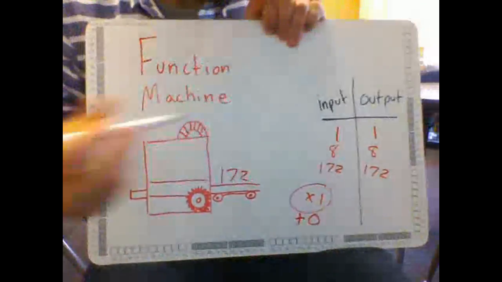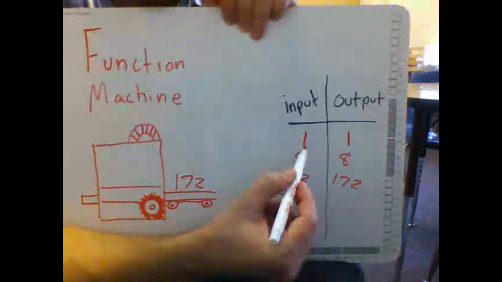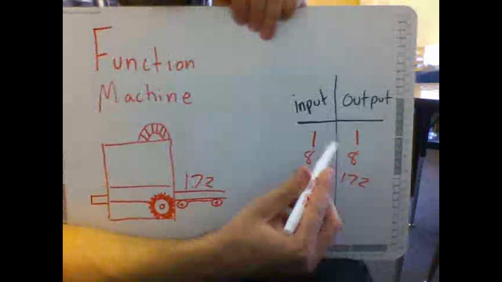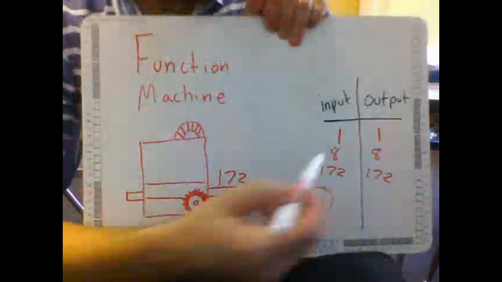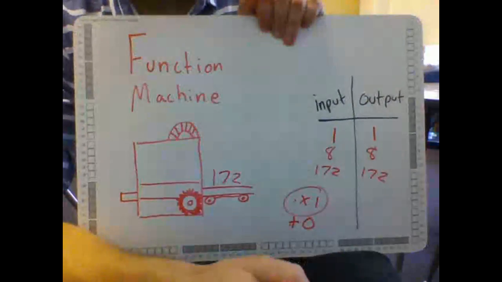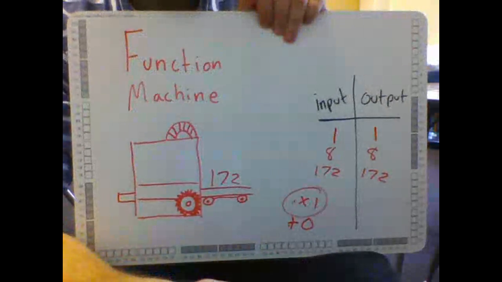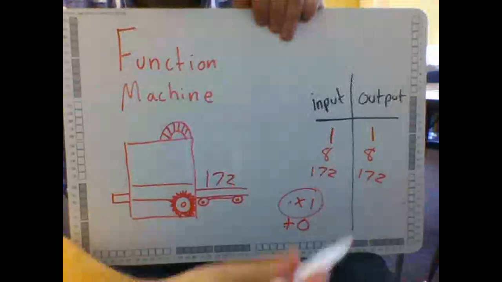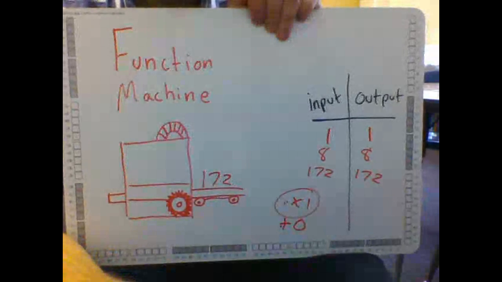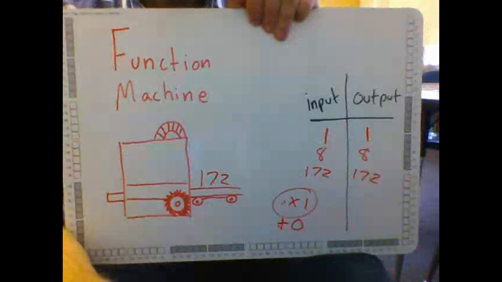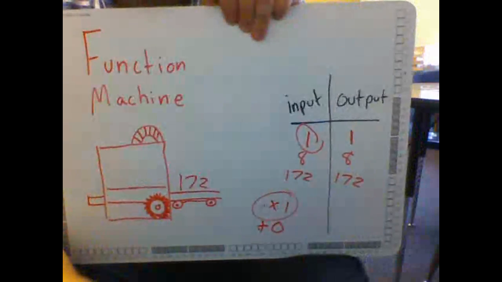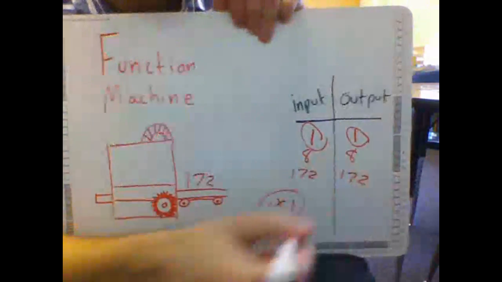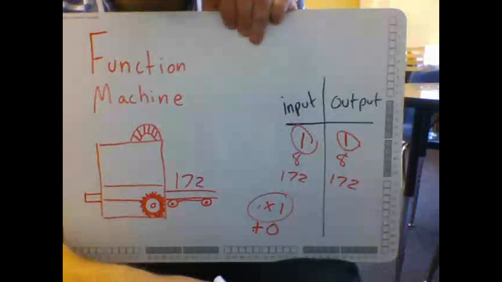Plus 0. If I add nothing to my input, I will get the same output. If I add nothing to 8, I will get 8. Both of these rules will return the exact same input as our output. That's why they're called identity. Identity means self, oneself. Therefore, if we're talking about a 1, we're going to get ourself as an output.